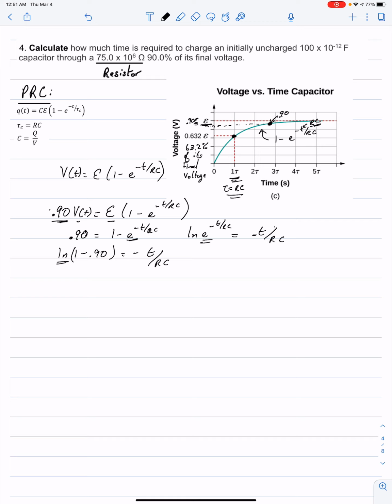And what we have left is t equals negative resistance times capacitance times natural log of 1 minus 0.90. And that is your algebraic solution for this problem. All right, this concludes the second example, or second review for RC circuits.